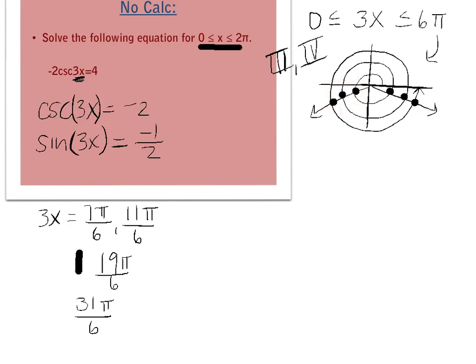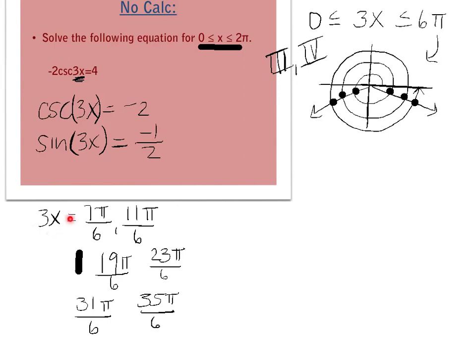So this is quadrant 3 all in here: 7 pi over 6, 19 pi over 6, and 31 pi over 6. We need to do the same thing in the fourth quadrant. So with the 11 pi over 6 as the first angle, we're going to end up with 23 pi over 6 and 35 pi over 6. So not bad. Those are our 6 answers.